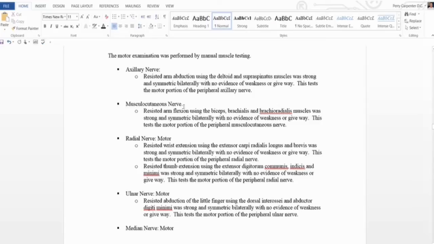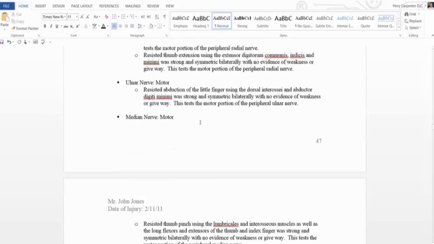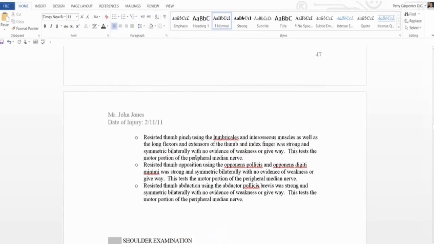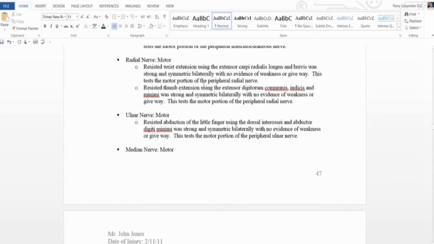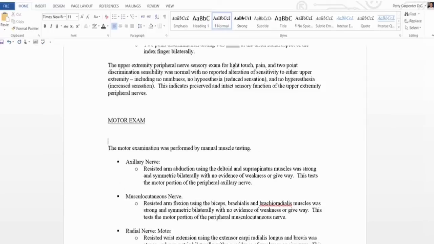For the musculocutaneous nerve, we test the biceps, the brachialis, and the brachioradialis. For the radial nerve, we test the extensor carpi radialis, and all the muscles associated with each nerve are listed in your findings. And isn't that much more compelling than simply saying the motor exam was normal? What motor exam was normal? What muscles did you test? What procedures did you do? What nerves did you check? What do you mean the motor exam is normal? This is not compelling. This is not substantial.